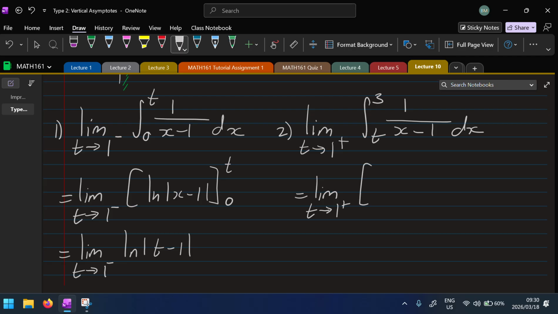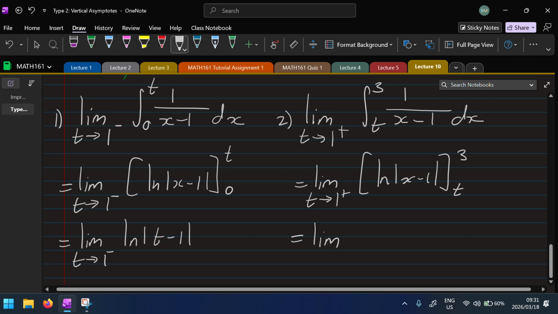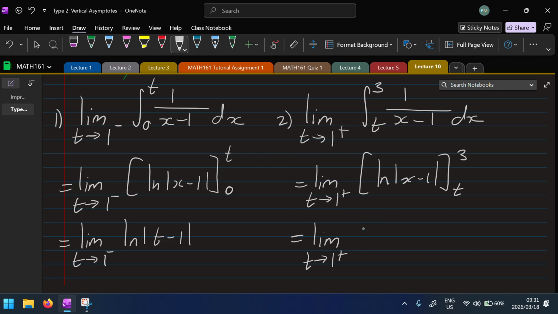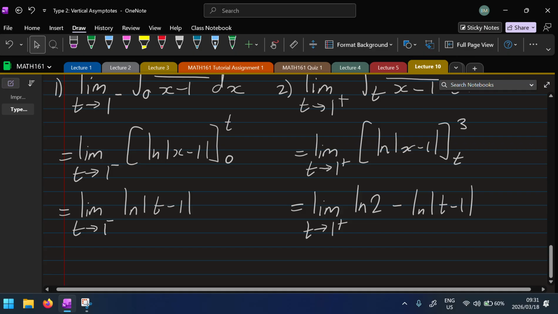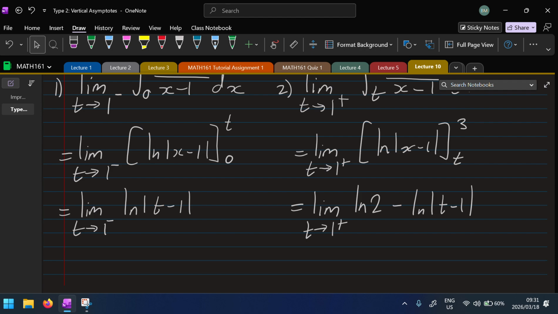Okay, everything's fine, natural log from t to 3. Now we can put in 3. That would just be the natural log of 2. Everything's fine with that. Minus the natural log of t minus 1. Now, what do we want to do? We want to add these two together, right? We want to take the answer from 1 and add it to 2. Right, so we want to try add these two limits together. Now, can we do that?